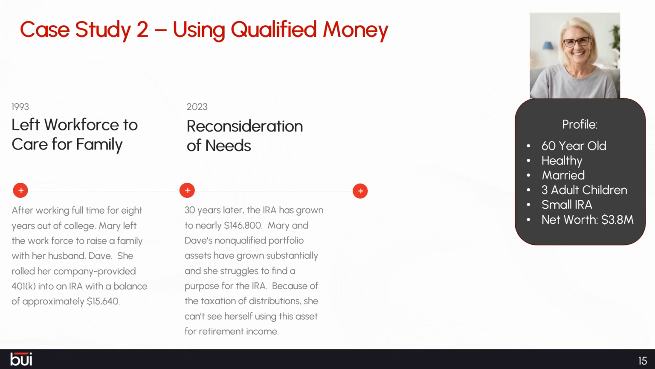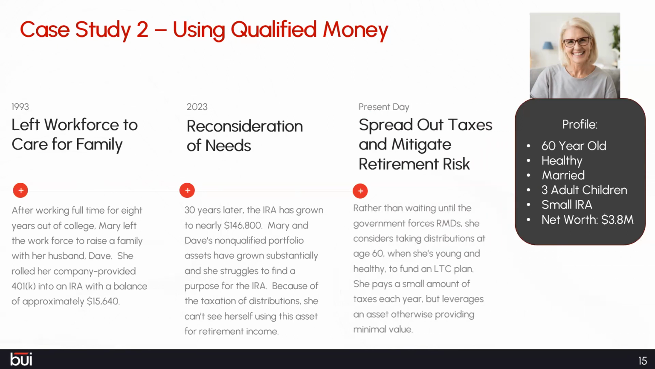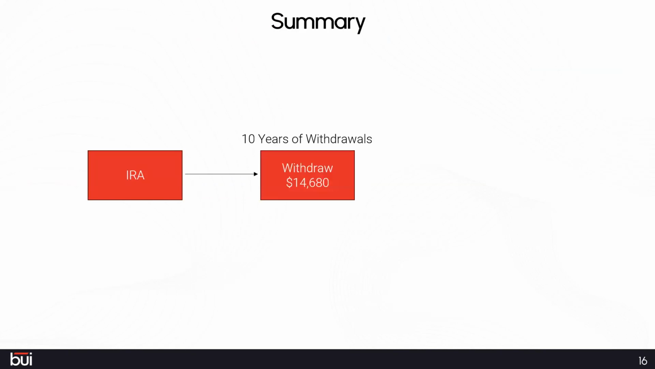she needs care. So for Mary, we explored using the IRA as a means of funding her long-term care insurance to provide her with protection, to put the asset to better use, and to better align with her goals and objectives. So mechanically, this is how it broke down. She's got this IRA, and through the IRA, we take 10 years of withdrawals. Each year, there's a withdrawal of $14,680. So $14,680 being withdrawn every year for 10 years.